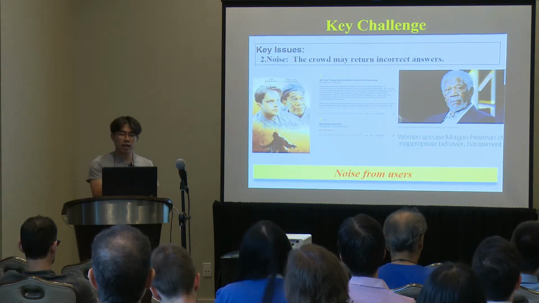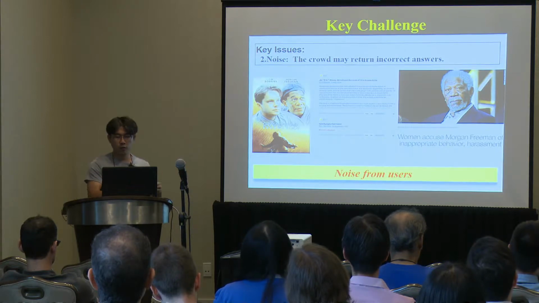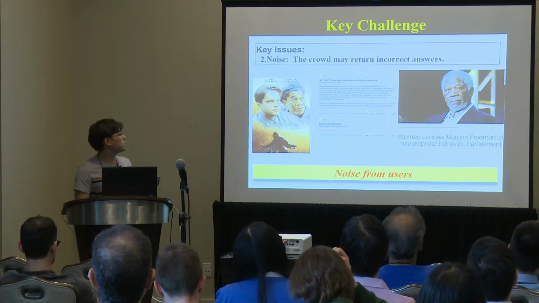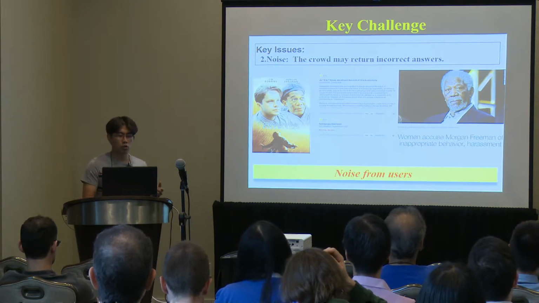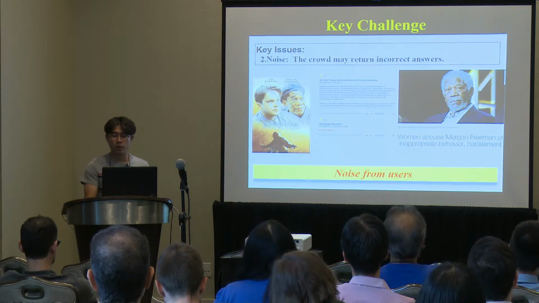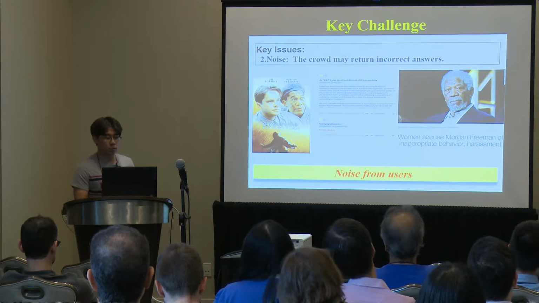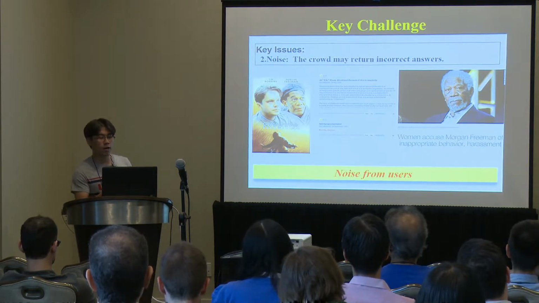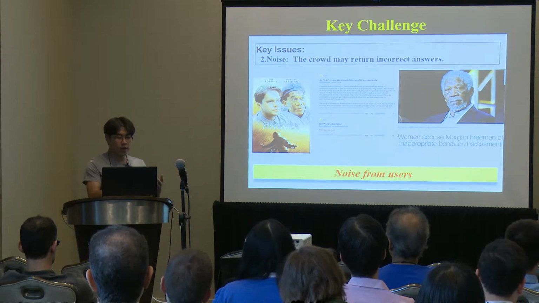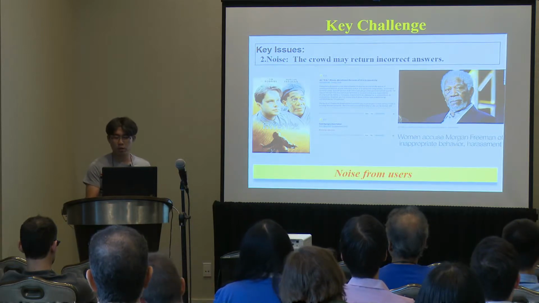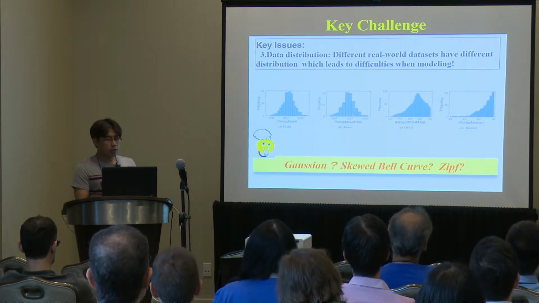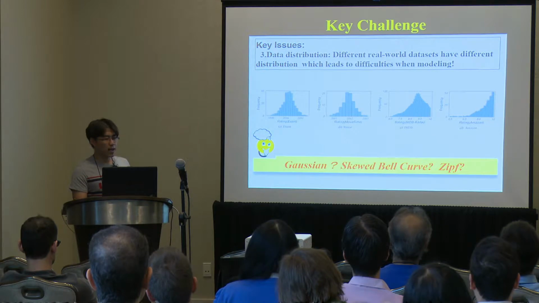The second challenge is the noise from users. For example, someone who likes action movies may think The Shawshank Redemption is so boring, but it is no doubt the best movie on IMDb. And maybe some women just don't like Morgan Freeman because of his bad behavior last month. The third challenge is the data distribution. Different real-world data sets have different distributions, which leads to difficulties when modeling.